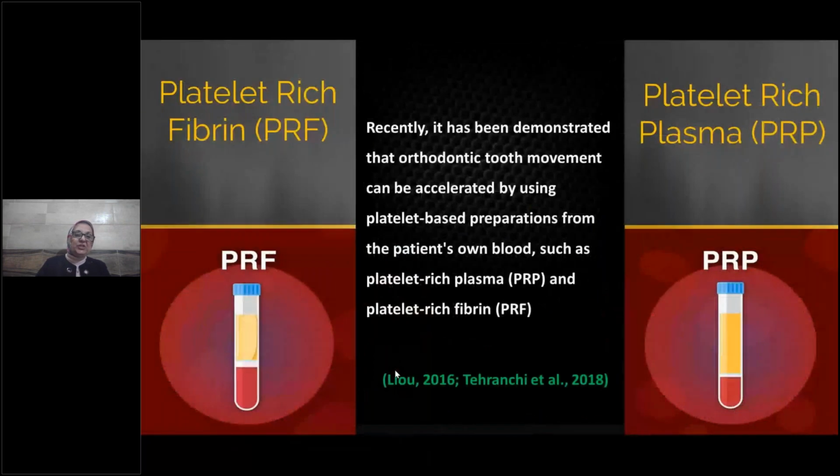Recently, it has been demonstrated that orthodontic tooth movement can be accelerated by using platelet-based preparations from the patient's own blood, such as platelet-rich plasma and platelet-rich fibrin.